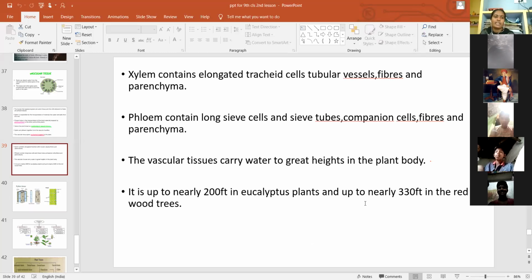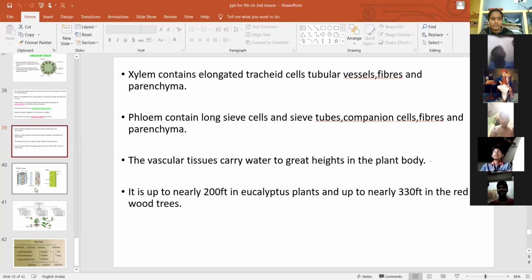And up to nearly 330 feet in redwood trees. We all know that such trees are very long and very big. But how is the water transported to all parts of the body? The xylem tissue absorbs water from the soil and transports it to all parts of the plant body. And the food is prepared by the photosynthesis process. The food is transported to all parts of the plant body.